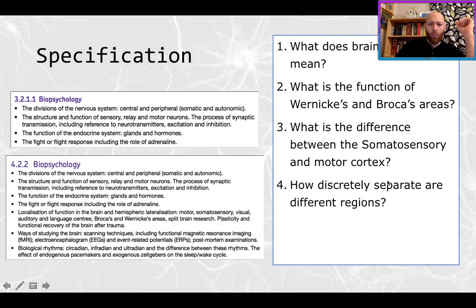In this session we are going to look at the research that has investigated how different brain functions are localized to specific areas of the brain. Some key questions are going to be: what is the function of the Wernicke's and Broca's area? What is the difference between the somatosensory and motor cortex? And how discretely separated are different regions in the brain?